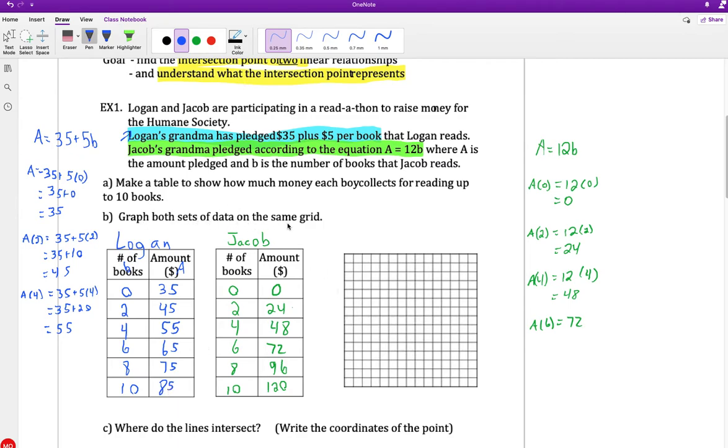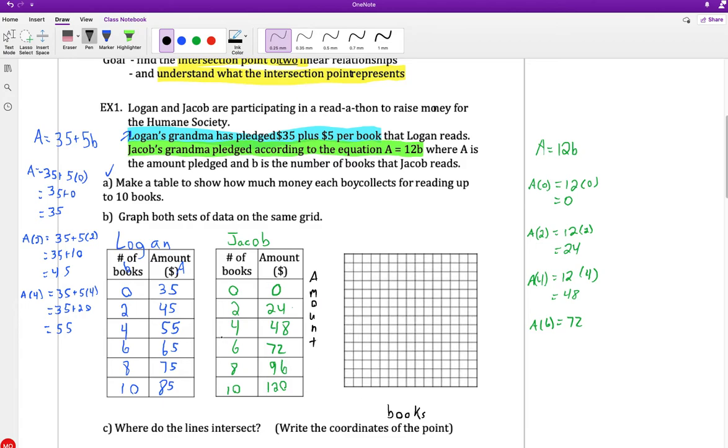Okay, and let's graph both sets. So we're done with this step. Now let's graph. We have to remember our independent variable is books. Our dependent variable is amount, because the amount depends on how many books. So I'm going to have books down here, and then amount over here.